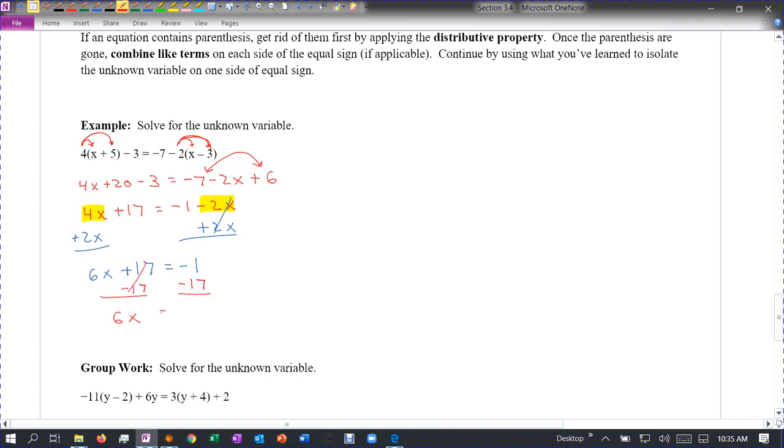17's cancel. And that gives us negative 18. Be careful there, we're subtracting, we're not multiplying there, so it will stay negative. So negative 1 take away 17 is negative 18. And then finally, let's divide both sides by 6. And when we do that, the 6's go away. I just get x equals, and then on the right side, negative 18 divided by 6 is negative 3.